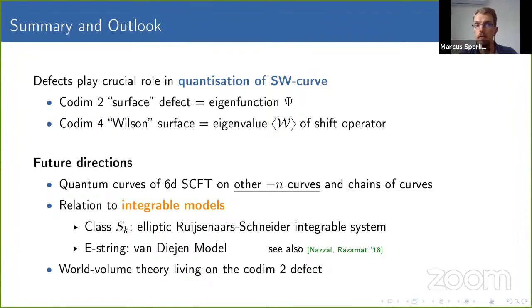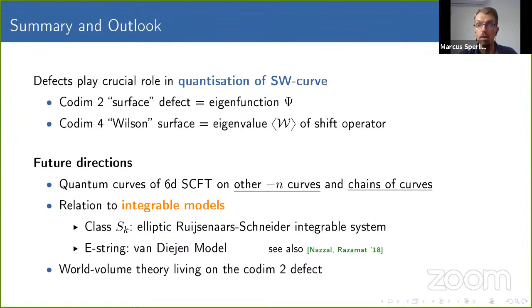But now, if you look at this, and if you remember the tremendous developments in the field of Seiberg-Witten curves, there are many future directions that you can pursue. On the one hand, we have the 6D classification of everything that can be realized from F-theory on elliptic fibered Calabi-Yau 3-folds. So you can ask what are the quantum curves for the other 6D SCFTs on the other minus n curves, or you can start looking at chains of curves. So you can look at the realm of quiver gauge theories and find out how the Seiberg-Witten curve looks there.